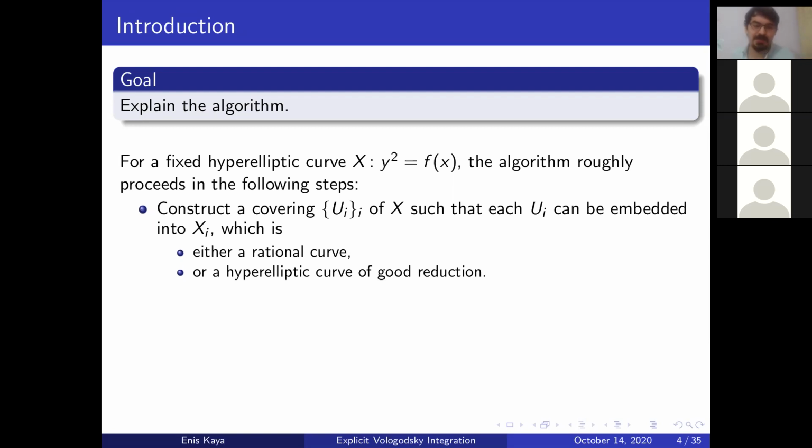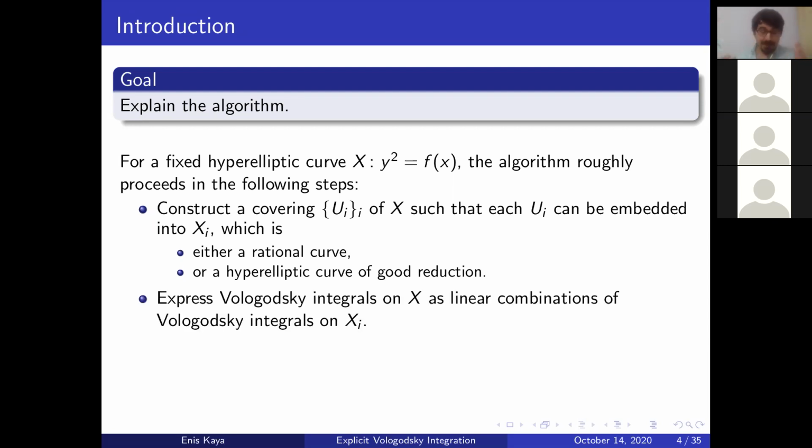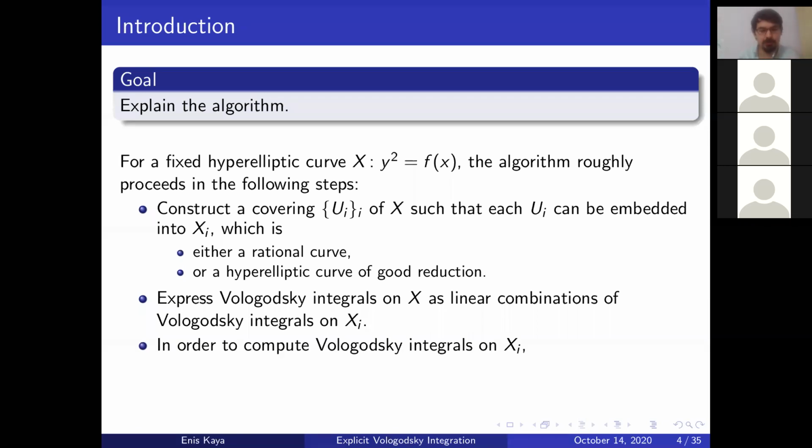Basically, constructing such a covering is more or less equivalent to finding a semi-stable model. I'll come to this later. In the second step, based on a comparison theorem, we will relate Vologodsky integrals on the big curve to linear combinations of Vologodsky integrals on the curves X_i. And we will see that these linear combinations are explicit. So if we want to compute Vologodsky integrals on the big curve, it will be enough to compute Vologodsky integrals on these smaller curves.